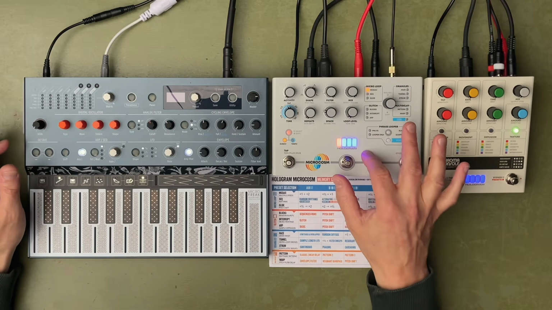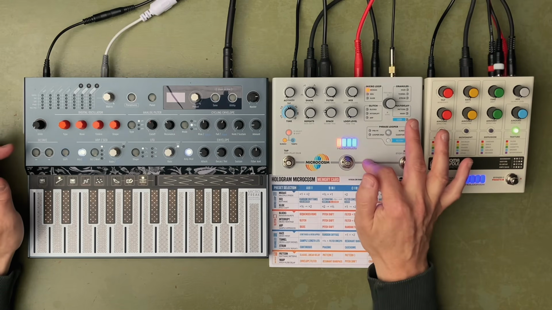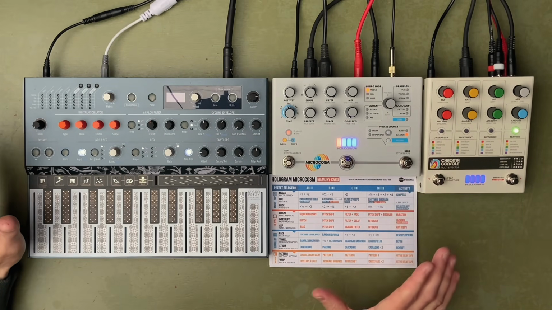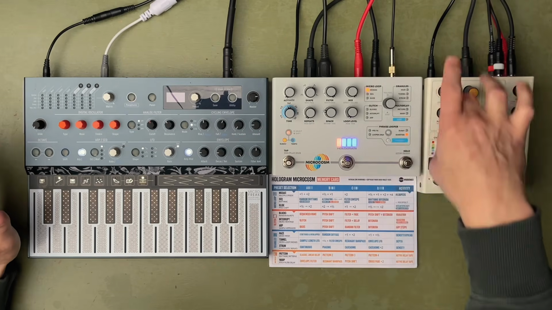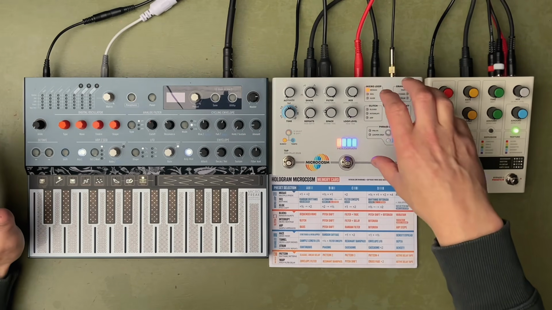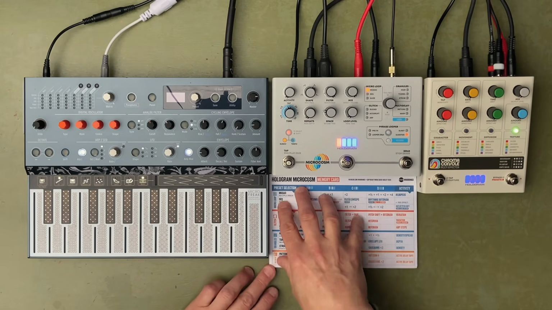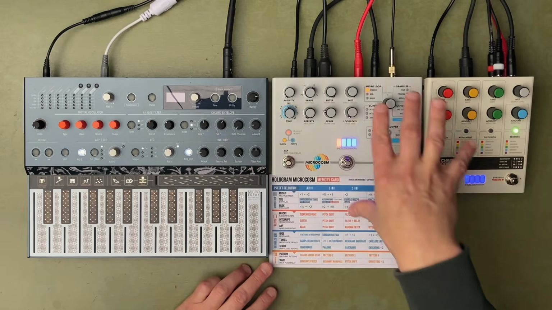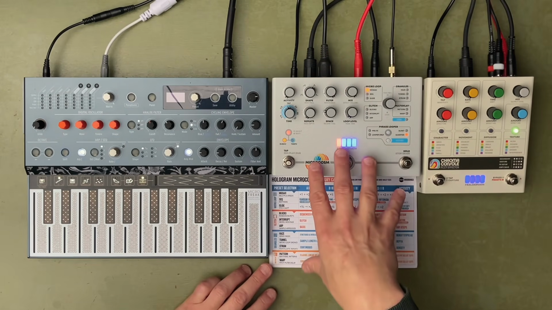The Microcosm is an amazing multi-effects box: granular effects, delays, reverbs, looping, micro loops. I've been using this for a number of years now, and I recently did a full walkthrough video of all the effects on this and produced this Hologram Microcosm memory card, which you can get on my Patreon, which is a summary of all the effects that are available in this. So this is an amazing, very rich, deep effects box.